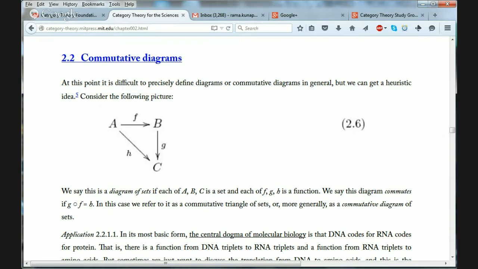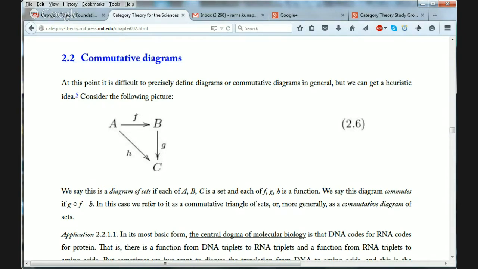Okay, I think it looks like we have the required audience to start off. What Chris told me today was to start off with section 2.2 and go up to section 3.2, assuming that people were able to read these sections. I'm sharing the online version of MIT's category theory for scientists, so we can all look at the same thing and quickly review this.